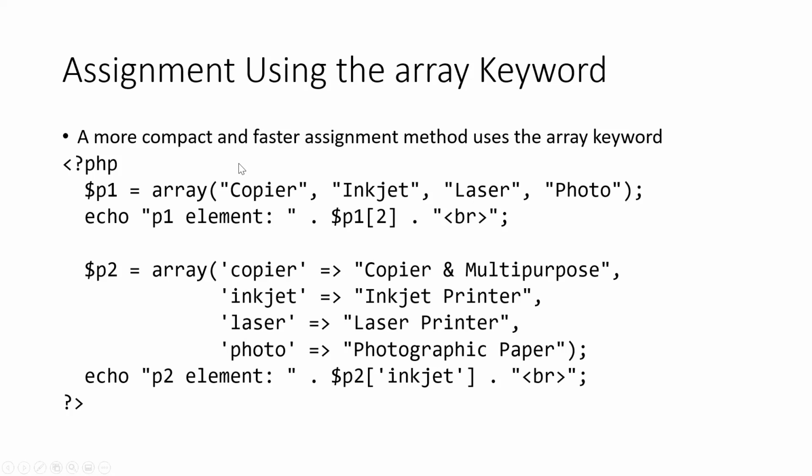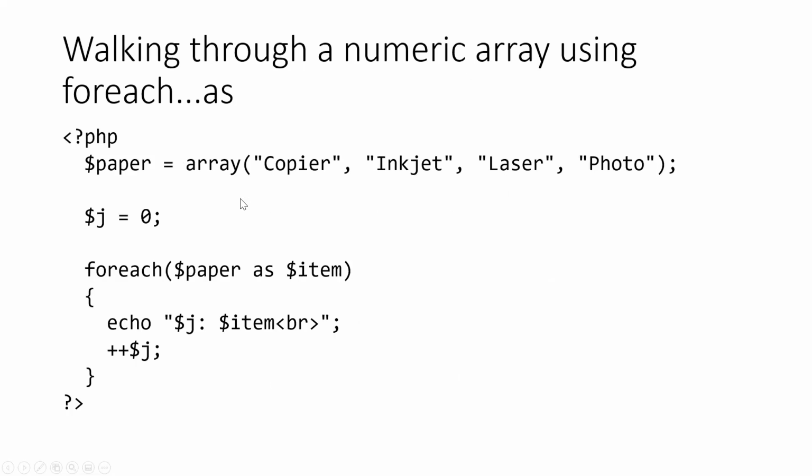So we will finish the discussion, and then I will show you the working of this one. Then working through numeric array using foreach as. Now earlier in a numerical array, we used a for loop, and we had some variable. In our case, we put $i to name the index value. Now here what will happen, we will take this item by item. So for each item in paper array, take it as item, and then you are going to display it.